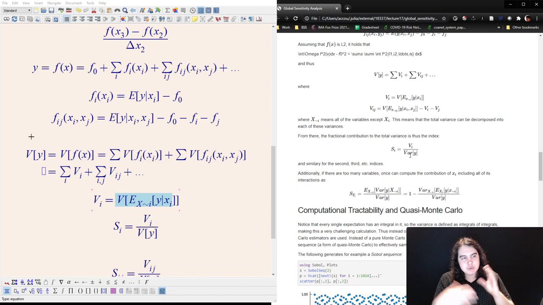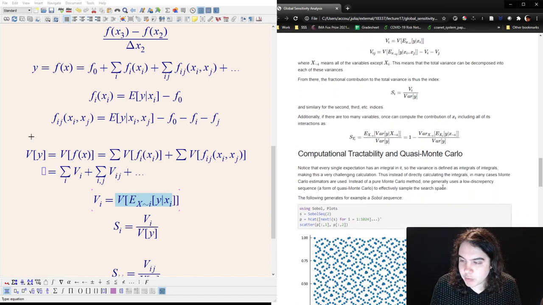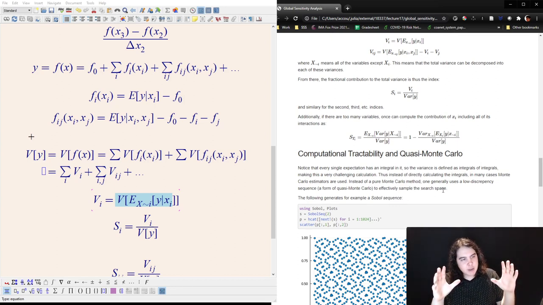So you kind of need to use Monte Carlo methods, but instead of standard Monte Carlo methods, you make use of something called a quasi Monte Carlo method. A quasi Monte Carlo method is a low discrepancy sequence, which essentially means that it spaces out the terms such that they capture different parts of space. But it doesn't do it like a grid method, right?